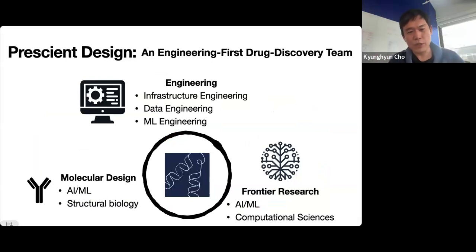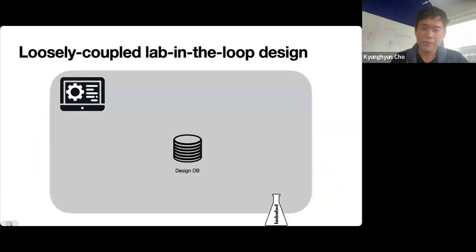We do have, of course, a molecular design team. We do have a frontier research team, which is focused very much on the research. But then a main part is the engineering, which consists of infrastructure engineering, data engineering, and machine learning engineering. So what we have built is a whole system that we can really click and then work. It exists on top of this compute infrastructure.